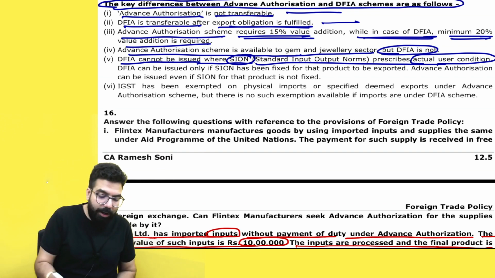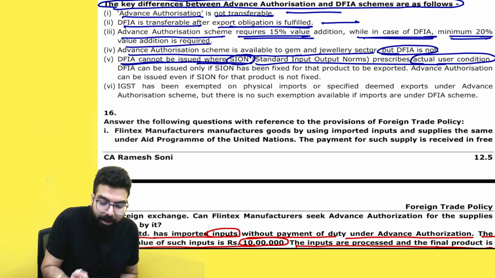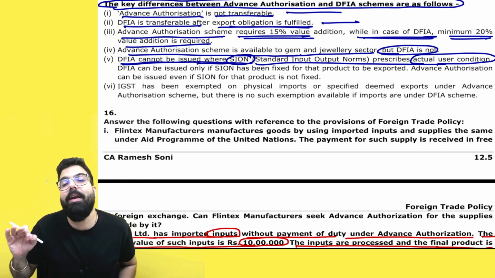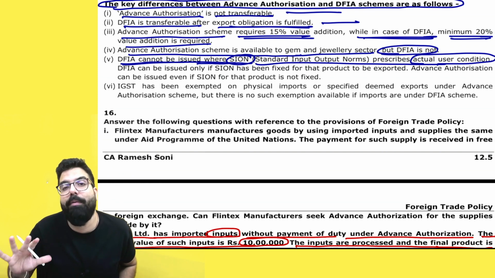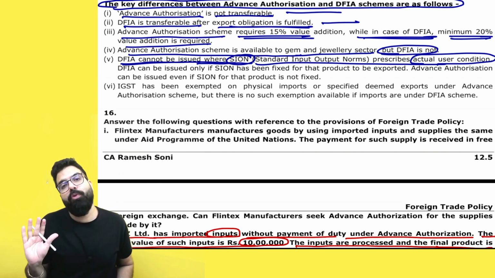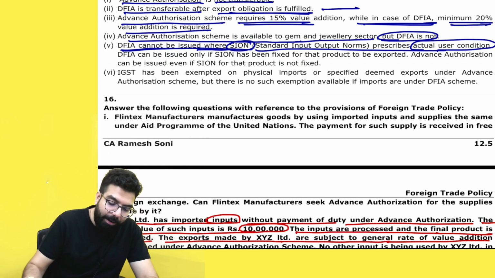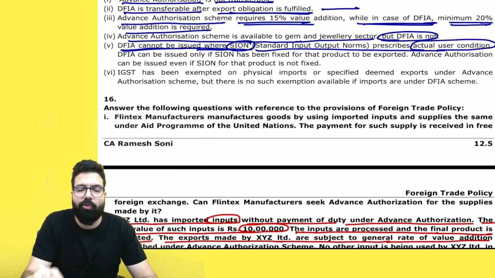Duty-free import authorization is transferable. And what they are telling over here, duty-free import authorization cannot be issued where SION standard input output norm tells that whoever has got the authorization only should use it. So in that scenario, where SION prescribes actual user condition, DFIA will not be issued.